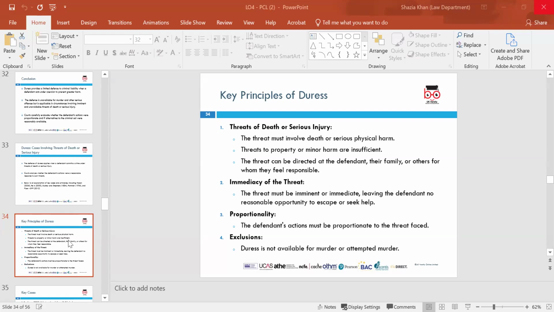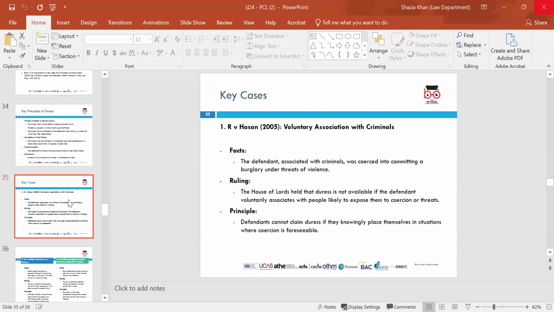And now exclusions, as we said, it's not available for murder. Key case is the case of R v Hassan 2005, which I mentioned earlier, voluntary association with criminals. The facts of this case are that the defendant associated with criminals and was coerced into committing a burglary under threats of violence. The ruling in the House of Lords held that duress is not available if the defendant voluntarily associates with people likely to expose them to coercion or threats. The principle adopted from the Hassan case was that defendants cannot claim duress if they knowingly place themselves in a situation where coercion is foreseeable.